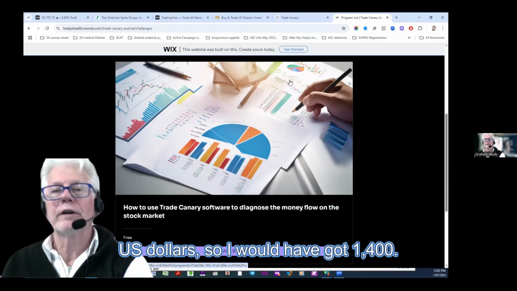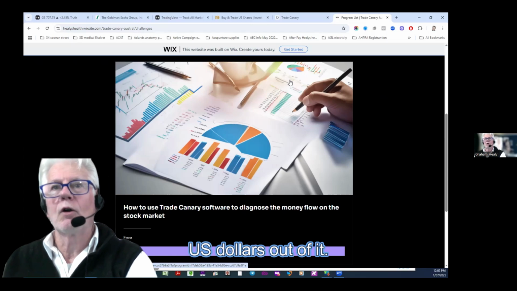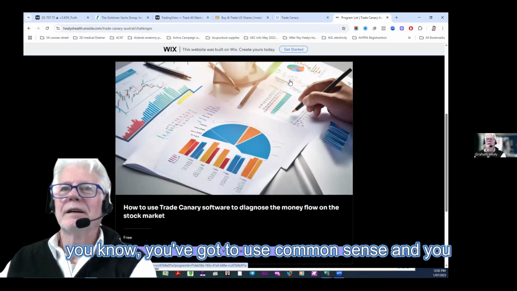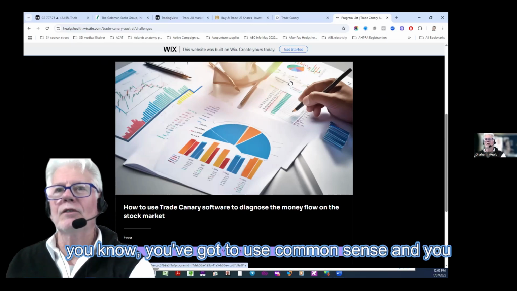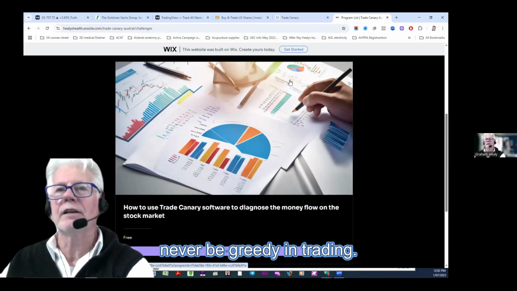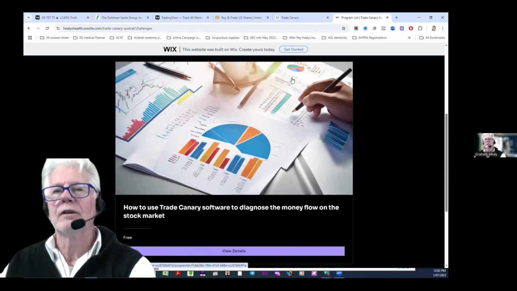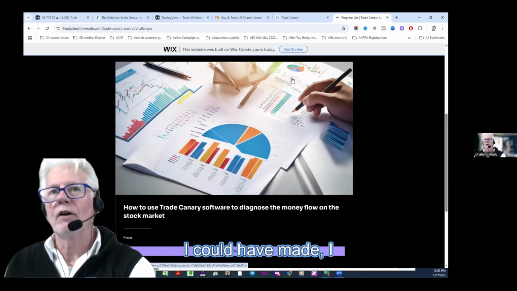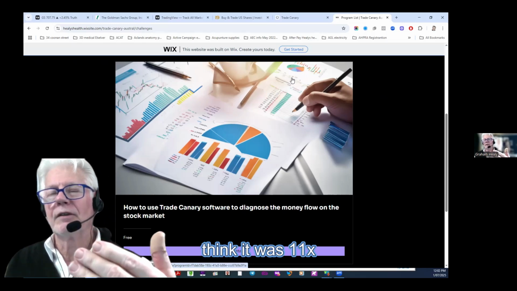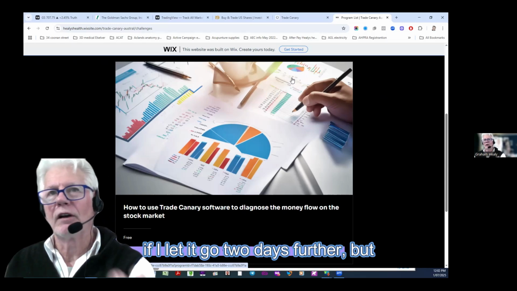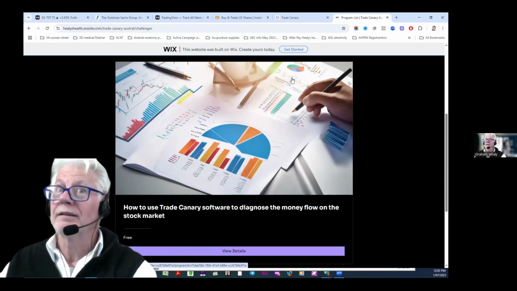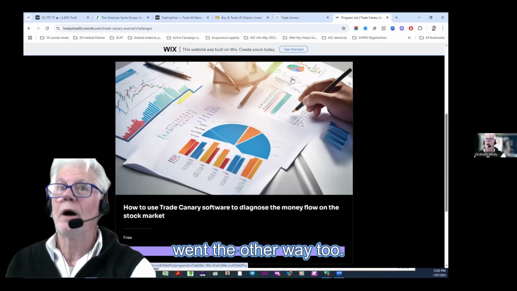So I would have got 1,400 US dollars out of it. However, you've got to use common sense, and you should never be greedy in trading. You go, okay, it's made double. I made 4x my investment. I could have made, I think it was 11x, if I let it go 2 days further, but it could have gone the other way too.